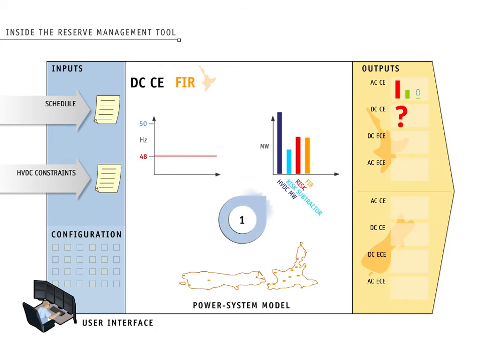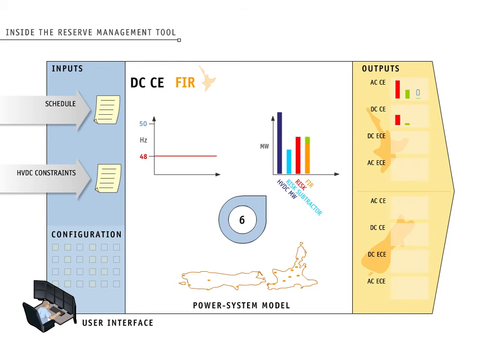RMT then performs the iterative simulation to calculate the FIR required for a DCCE risk. RMT converts DCCE FIR required into the FIR NFR. This is done by subtracting the DCCE FIR and the risk subtractor from the DCCE risk. So effectively, the risk subtractor forms a part of the DCCE FIR NFR calculation.